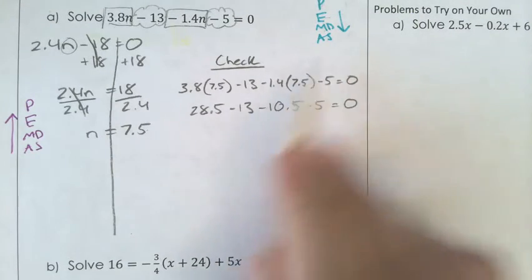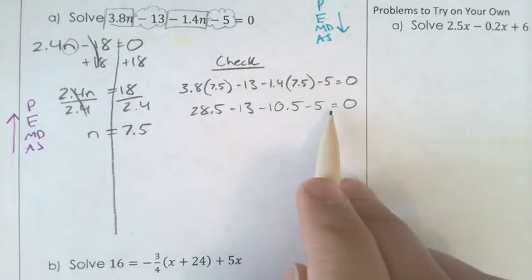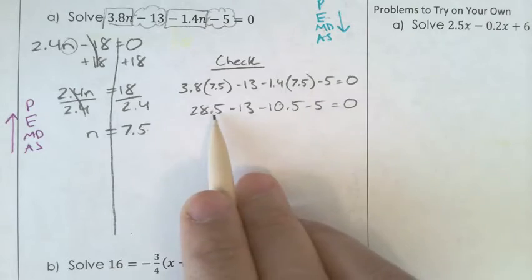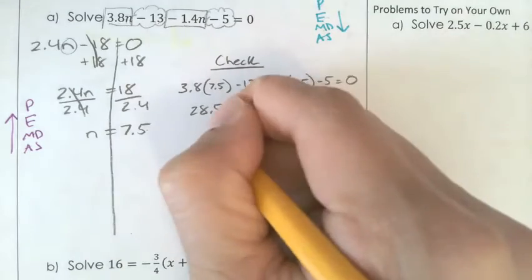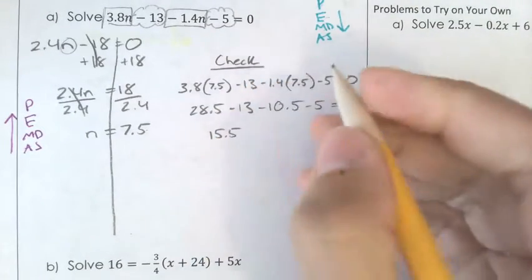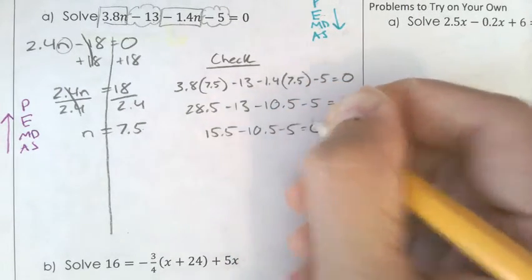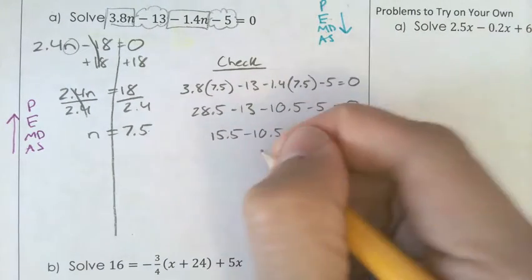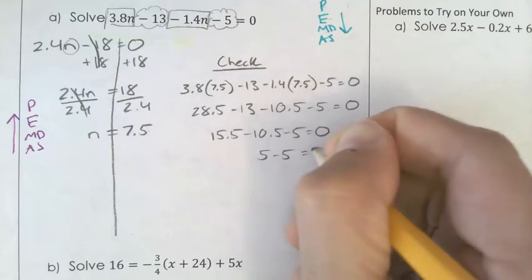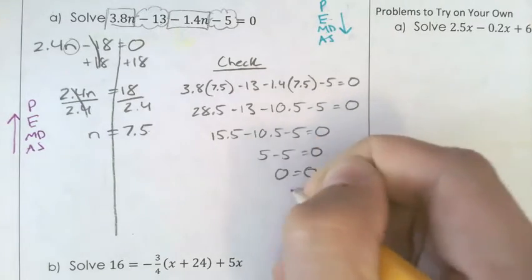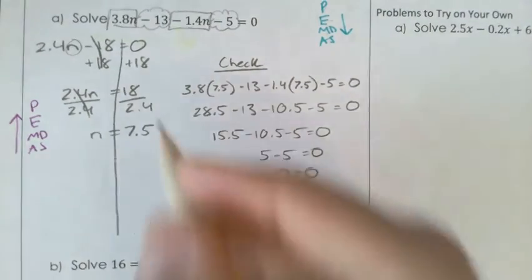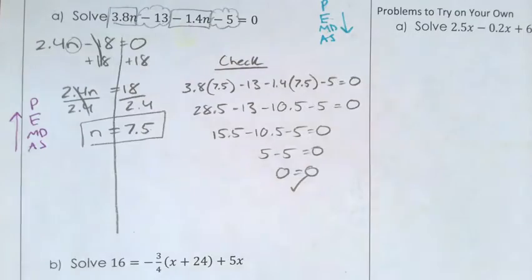Okay, now we're on to all subtraction, so we're going to start from left, go over to the right. So 28.5 minus 13 is 15.5. Then bring down everything else. 15.5 minus 10.5 is 5. And 5 minus 5 is 0, which is what we wanted to get. So yep, we were correct. N is 7.5.